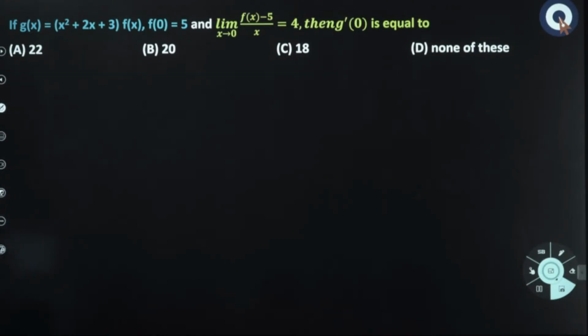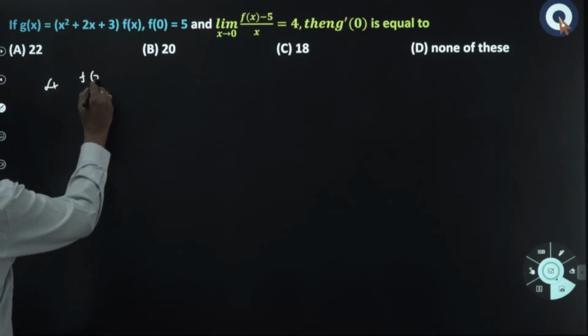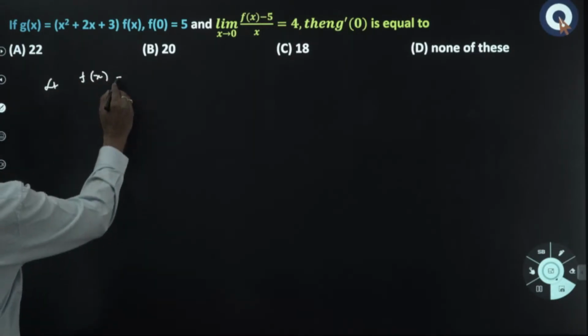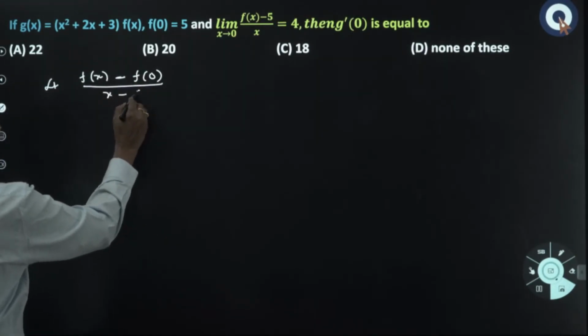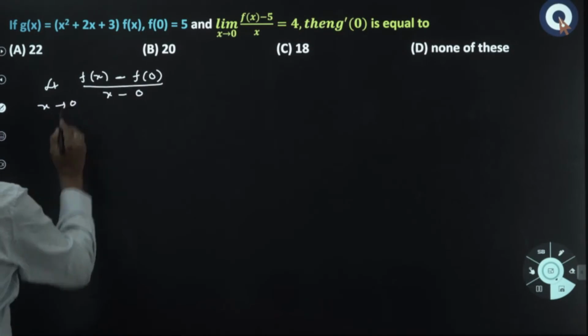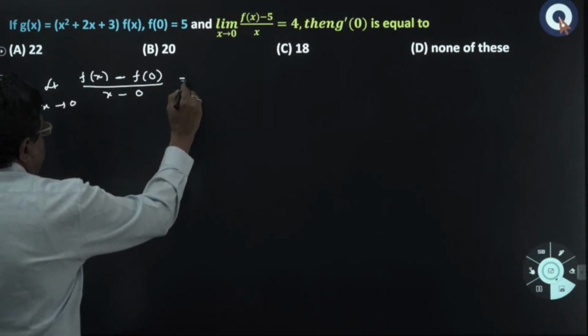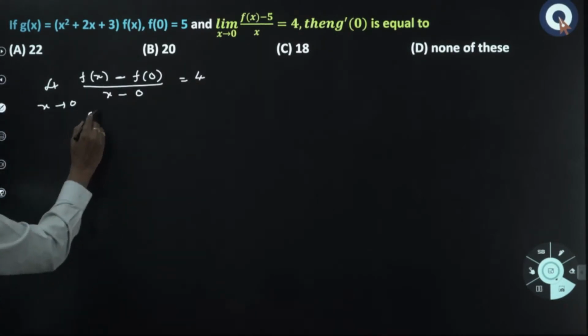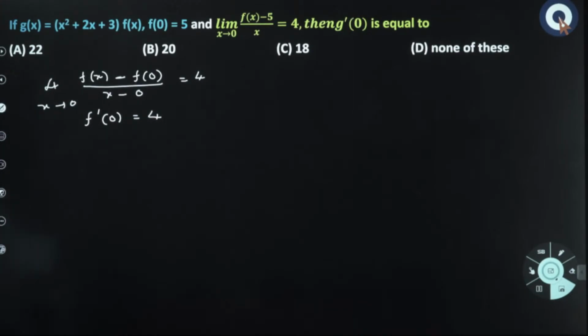So here limit of fx minus 5 is what? F of 0 by x minus 0. I can write like this as x tends to 0. This is equal to 4. This is nothing but f dash 0, right? So f dash 0 is equal to 4.